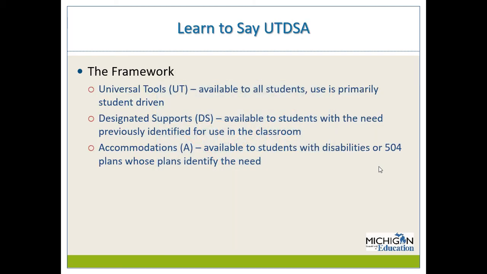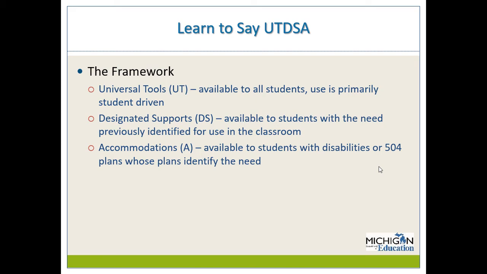Moving right along, let's all learn to say UTSDA and what it really means when we say it. We have a three-tiered approach to thinking about supports and accommodations for students. The first tier is what we call Universal Tools, UT. This is a category of tools that are available to all students, and the use of these tools is primarily student-driven. So, an example of this could be a highlighter.